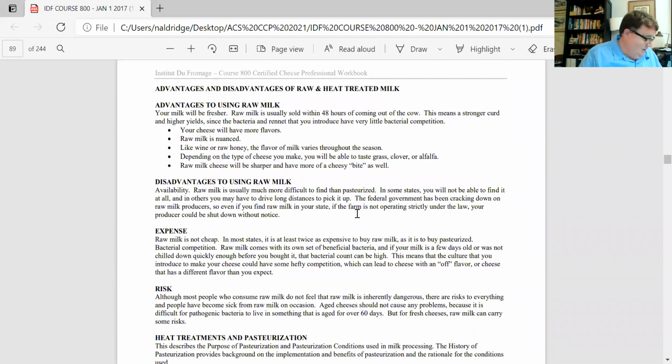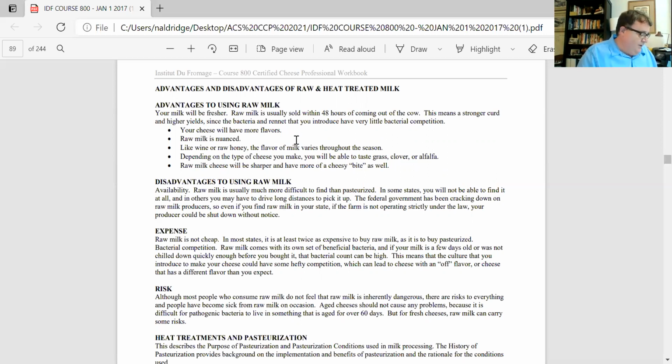Page 89. Advantages to using raw milk. Now, raw milk, oftentimes we romanticize it. We want to make sure that we're learning facts. Anything on the test is going to be facts. So is it actually higher in protein? Are the more beneficial things actually testable is what I'm trying to get across to you. So read through the advantages of using raw milk. Your cheese will have more flavor. That's a general statement, so that's not necessarily a test question, I wouldn't think.